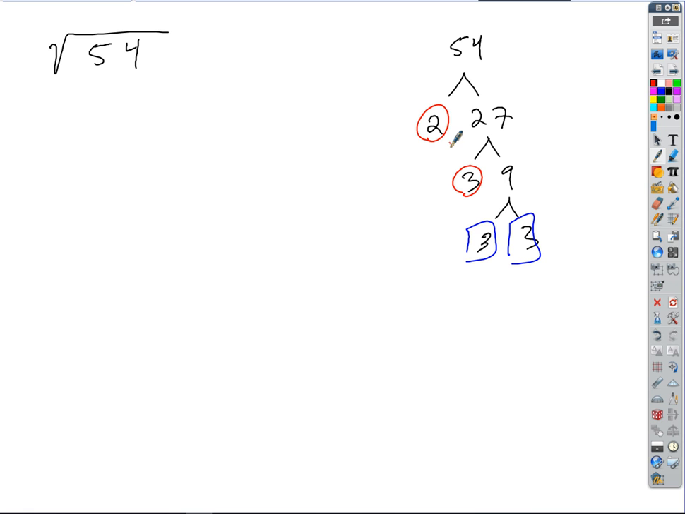So what's our answer going to look like then? Anything that I have a couple of, I don't put both 3s out there, I just put what I have a couple of. I have a couple of 3s, so there's a couple that goes outside. That's the only couple, so all the singles stay inside. So our final answer just looks like 3 times the square root of 6. Okay? Try another one.